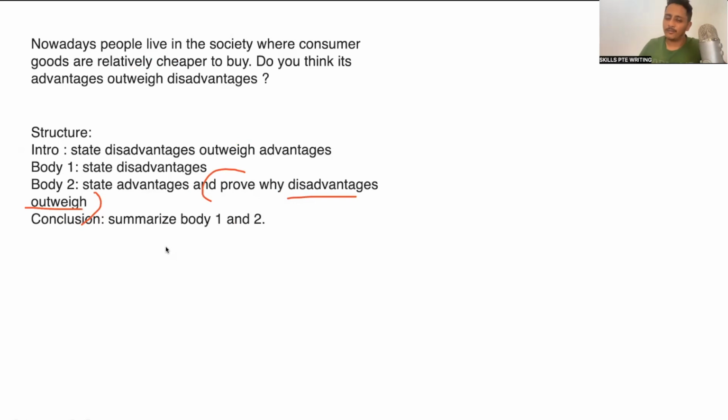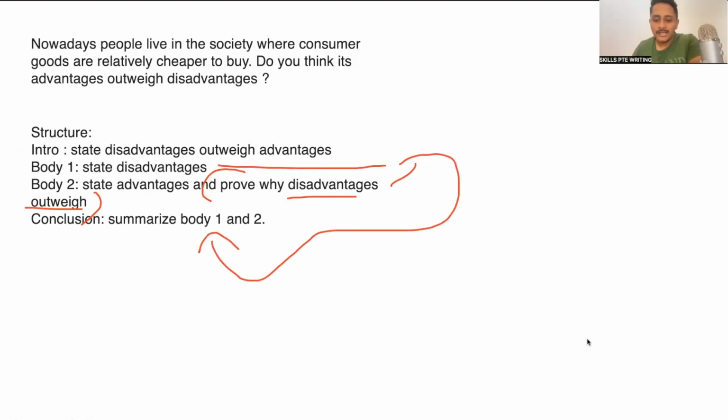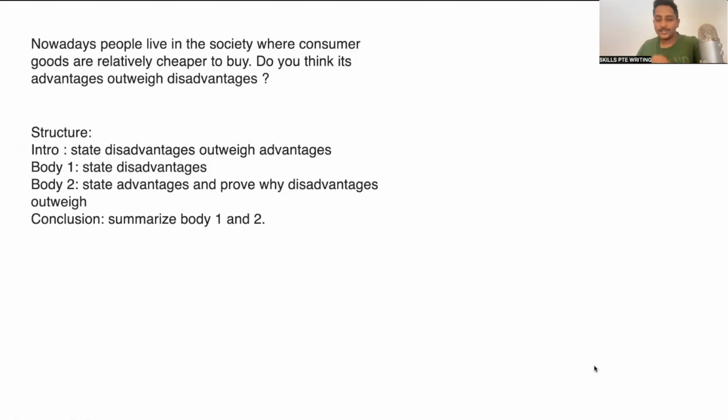And body 4, that is the last paragraph, conclusion. You summarize the second paragraph and the third paragraph into 4. This is the one structure. The second structure is you state the disadvantage in the body 1. You state the advantage in the body 2.